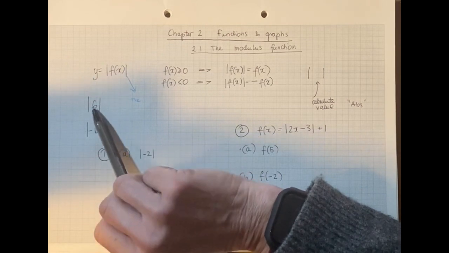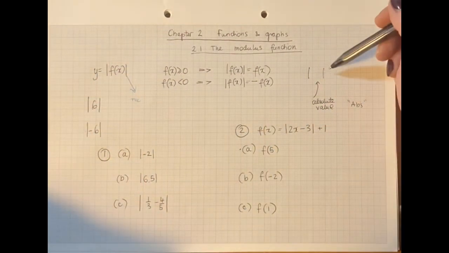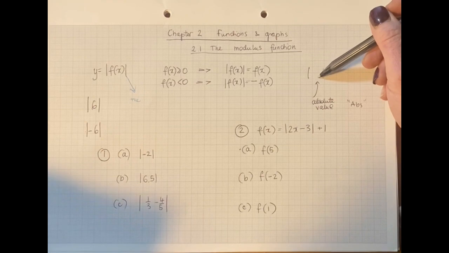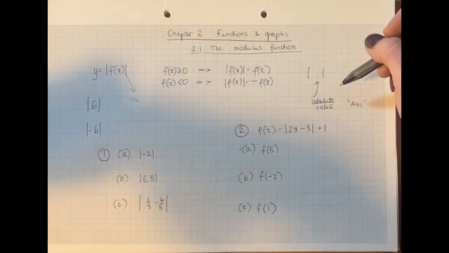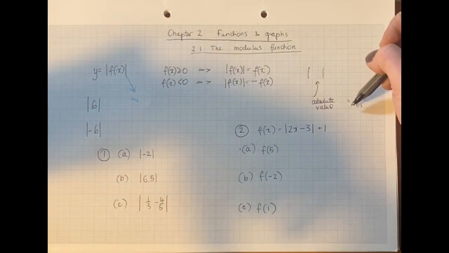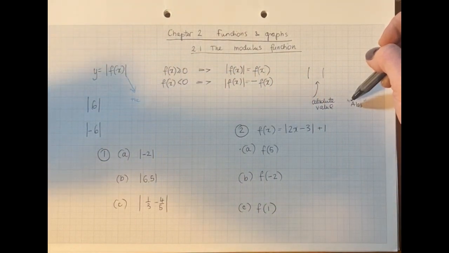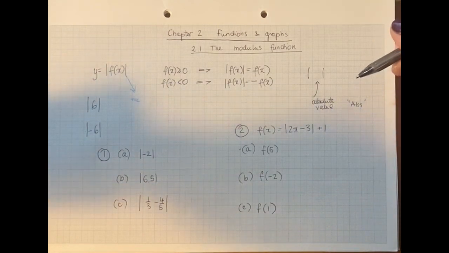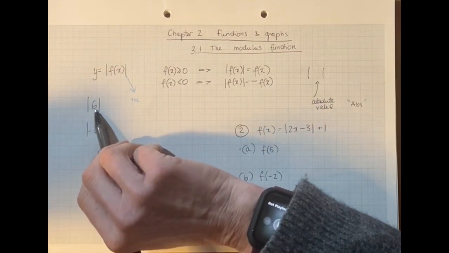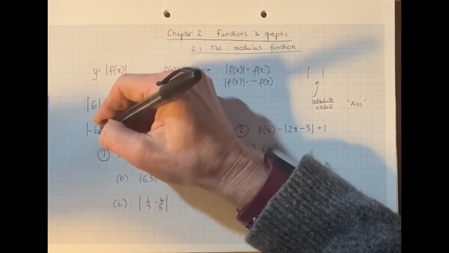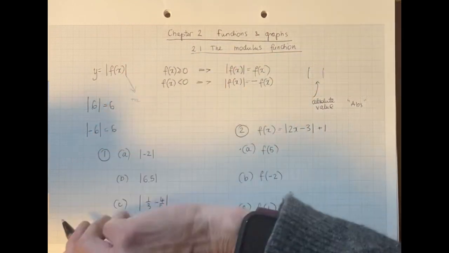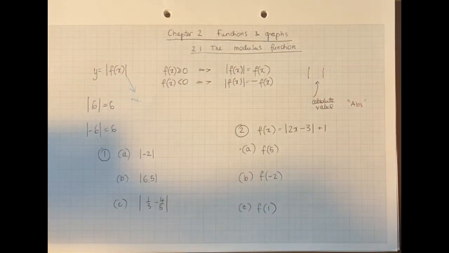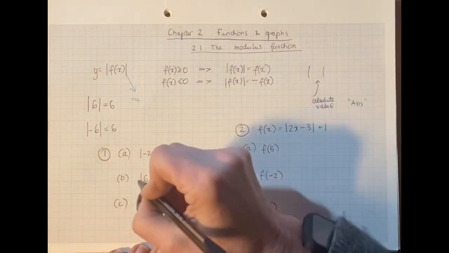It's also called an absolute value. So you do have a calculator key called abs, and that simply calculates the absolute value of any number, changing negative values to positive. That's what it means. So for example, modulus of 6 is 6, modulus of minus 6 is still 6. There you go. So the first thing is to get used to it.